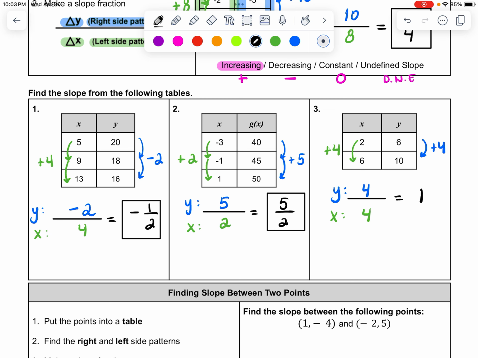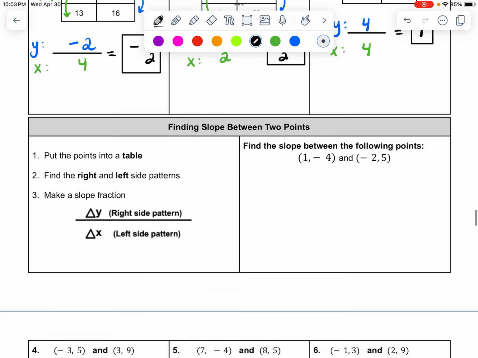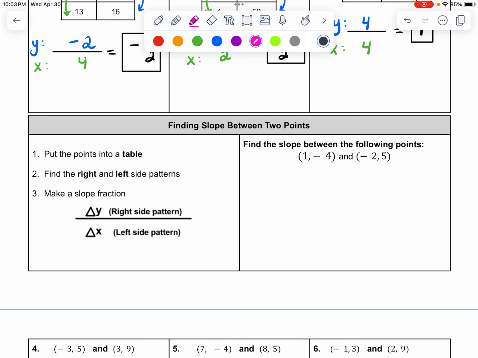Because 4 divided by 4 is just 1. Now, sometimes we want to do this same thing and find the slope, but instead of having a pattern in a table, we're going to have to make our own table. Sometimes we need to find the slope between 2 points. So you'll notice that in this problem, we have a point here and we have a point here.